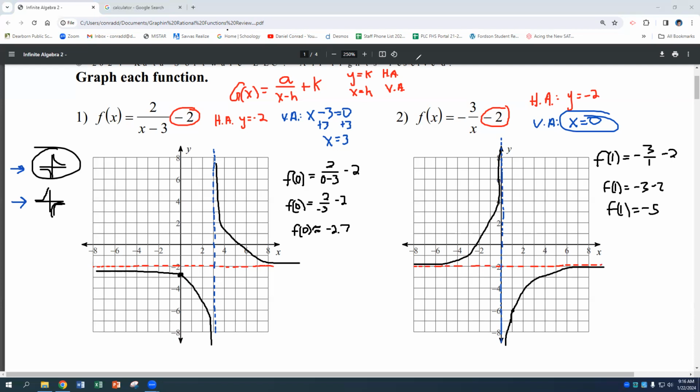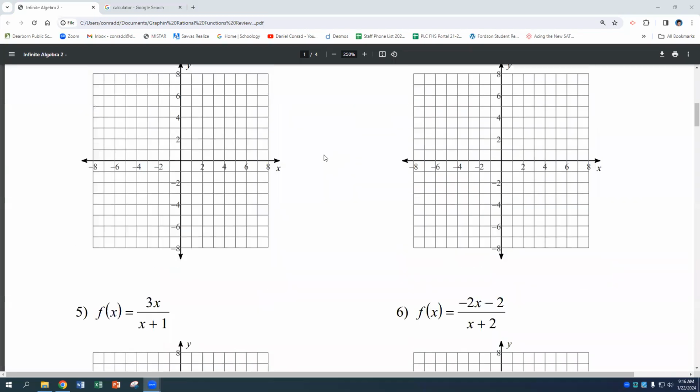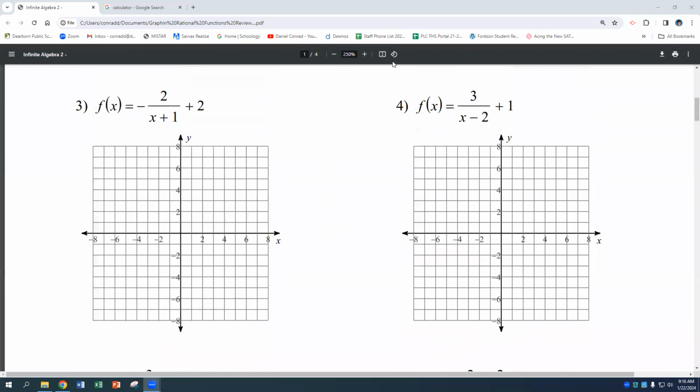All right, let's look at 3 and 4. Okay, number 3, horizontal asymptote. This time it's positive 2. So my horizontal asymptote this time is going to be y equals positive 2. Okay, vertical is going to be x equals negative 1. If I want to figure that out, I can do x plus 1 equals 0. Minus 1 on both sides, I get x equals negative 1. There's my vertical asymptote. So let's put those in, vertical at negative 1.